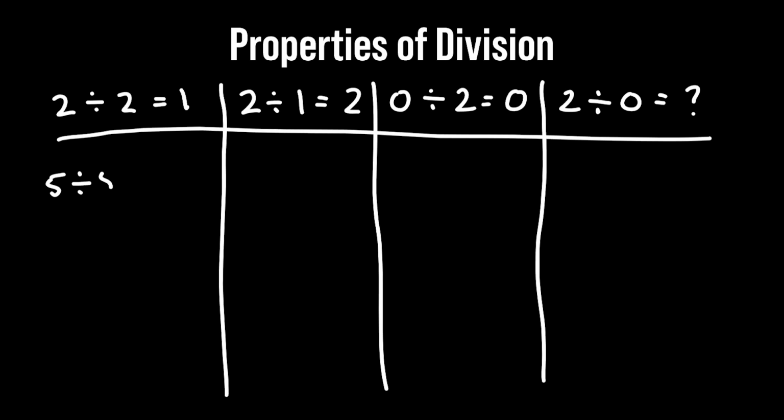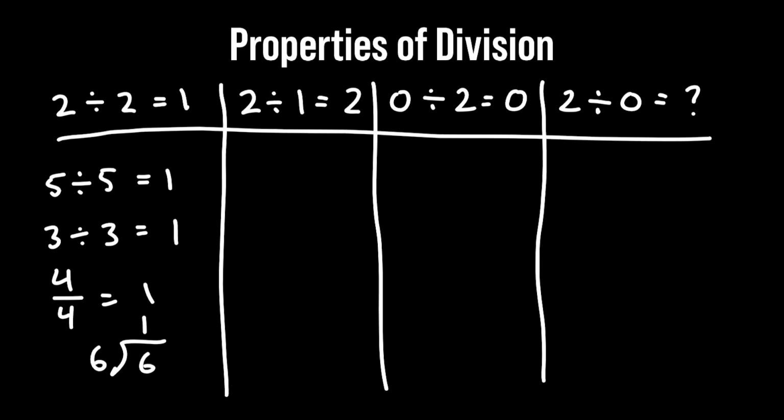5 divided by 5. What is that? 5 goes into 5 one time. This one's pretty simple. Anything divided by itself is 1. Now let's try a different division notation. Or even this. 6 divided by 6 is 1.